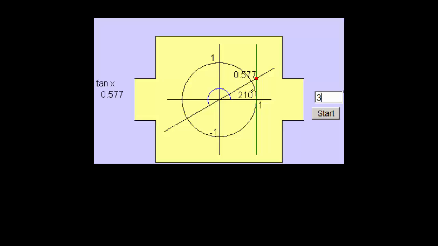So let's say 330 degrees. And there's our value. So that's one way to look at the tangent function, is to look at this graphical representation on the unit circle.